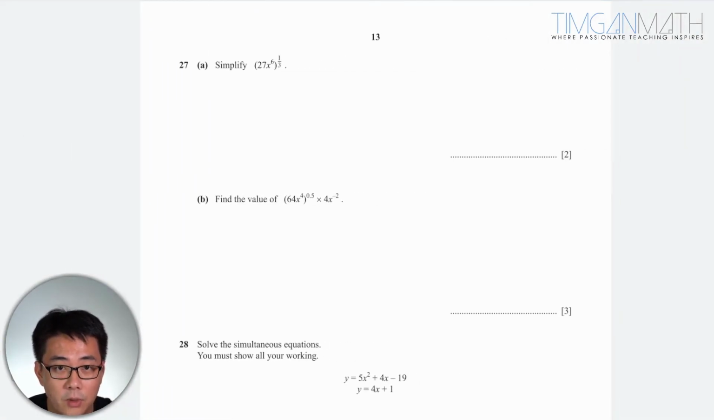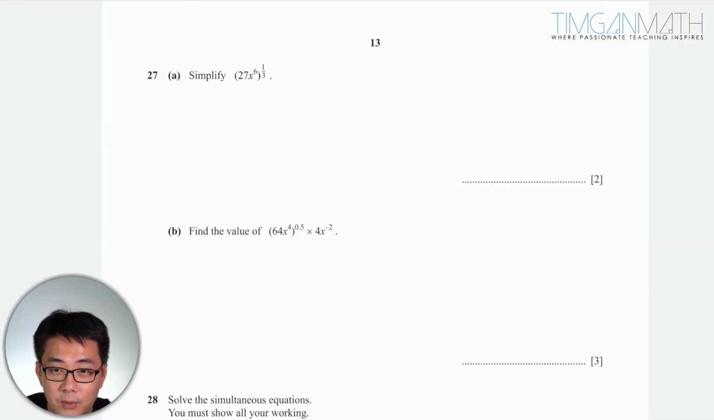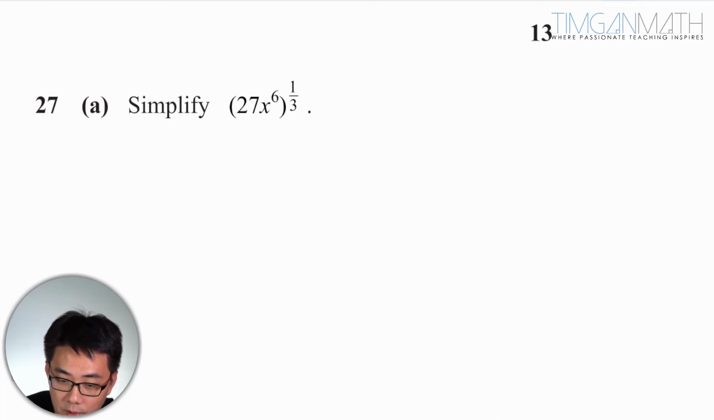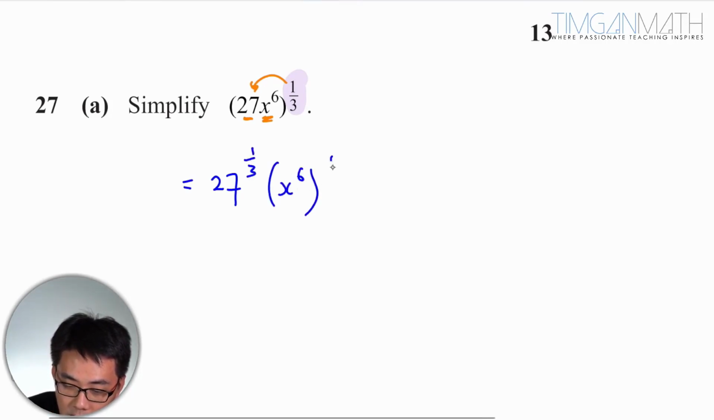Let's look at the subsequent question here. Let's look at question 27. So simplify this. I think this is pretty okay. What we can do is actually just 27. Remember that this could be multiplied to each term here. This is one term and this is two term. So what you get is actually just 27 to the power of a third, x to the power of 6 times a third here.